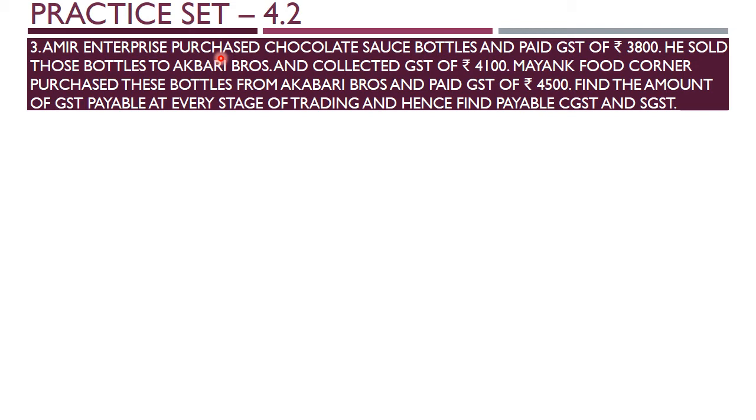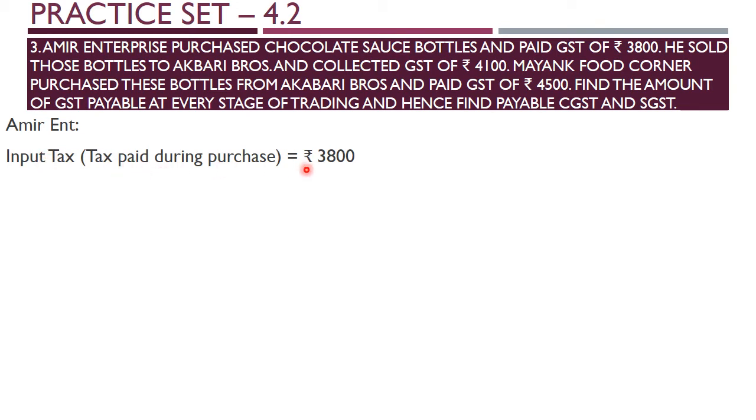Okay, so first we will discuss the invoice of Amir Enterprise. Now, Amir Enterprise purchased the chocolate sauce bottles and paid GST of 3,800. Paid GST means that is input tax for Amir Enterprise. So input tax, that is tax paid during purchase, is 3,800. Then Amir Enterprise sold those bottles to Akbari Bros and they collected the tax. So the collected tax or the output tax for Amir Enterprise is rupees 4,100.